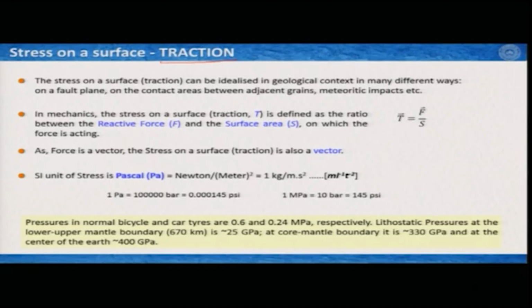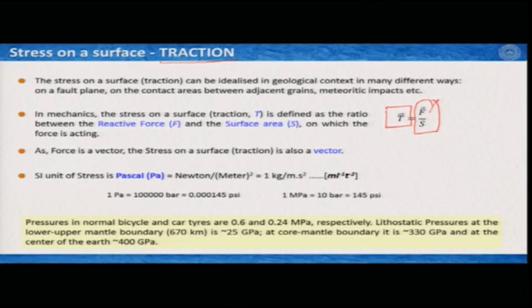So, therefore, we define that this is your reactive force, it is a vector, then this is the area you would like to work with. So, this T is the stress or the traction. Now, because force is a vector, the stress on a surface, or traction, must be a vector as well.